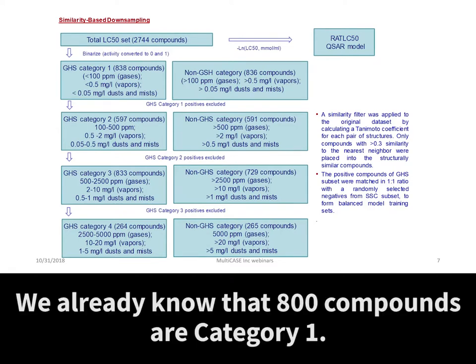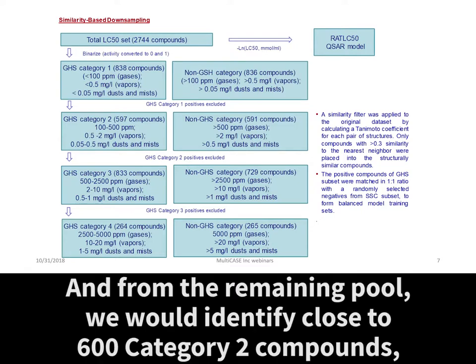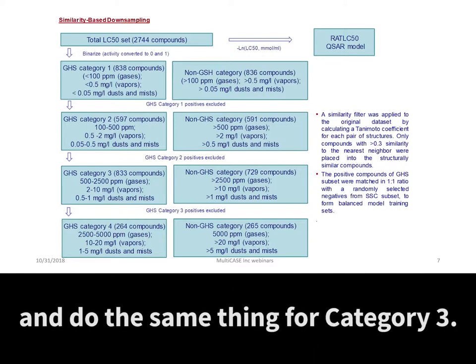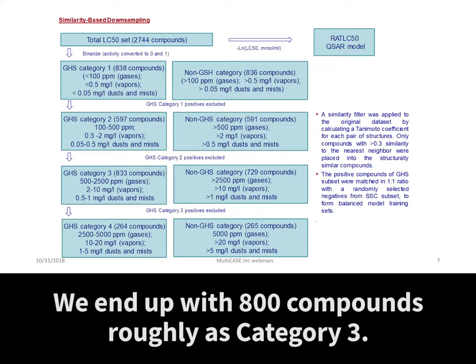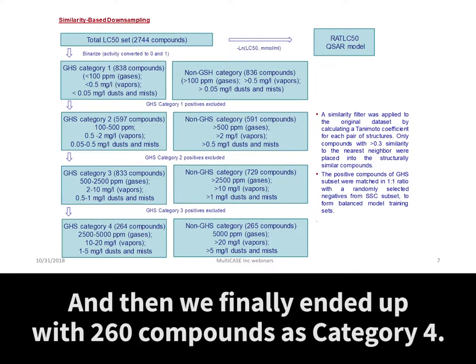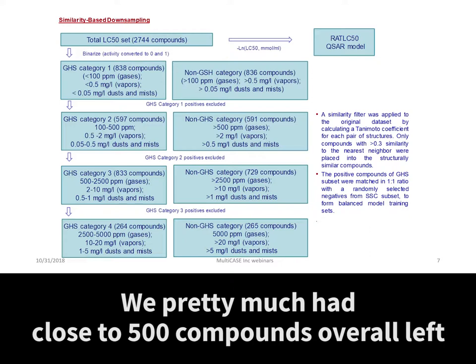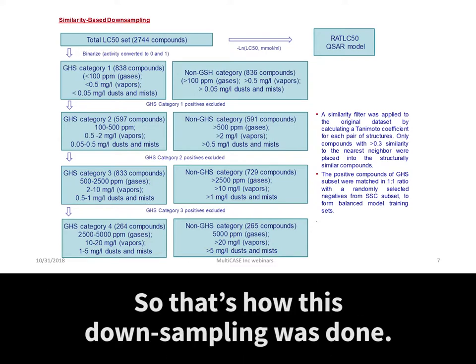What is next? We already know that 800 compounds are category one. We don't need them anymore to build less potent inhalation toxicants models. So we would take them away. And from the remaining pool, we would identify close to 600 category two compounds. And then we again have to pick up an appropriate number of negatives and do the same thing for category three. We throw away 597 compounds identified in the second step. We end up with 800 compounds roughly as category three. And then we finally end up with 260 compounds as category four. By the last step, we did not have many compounds left. We pretty much had close to 500 compounds overall left after all these category one positive, two positive, and three positive were excluded. So that's how this downsampling was done.